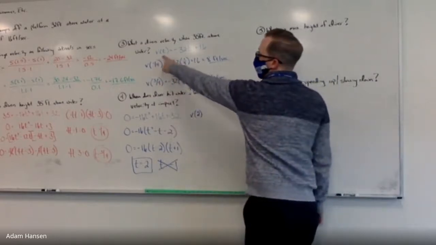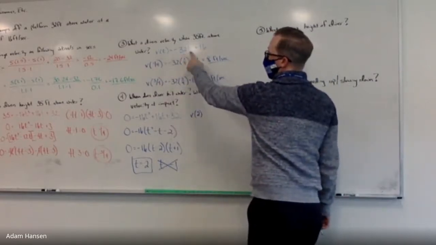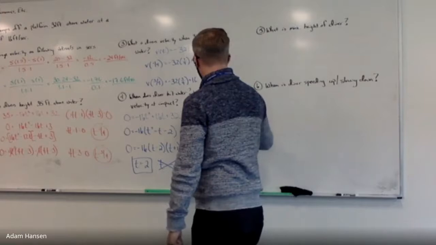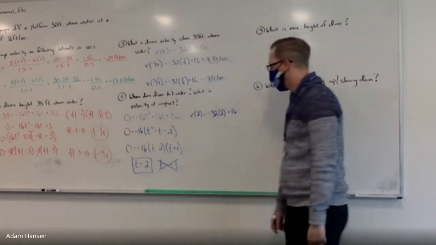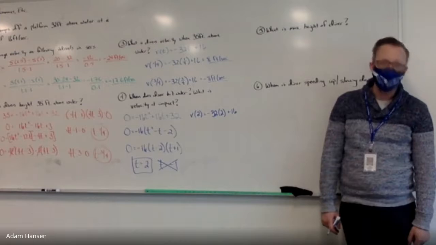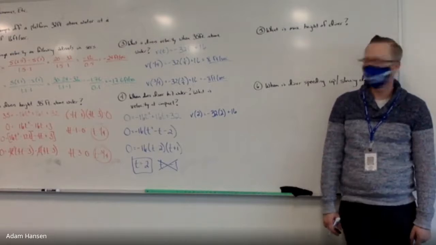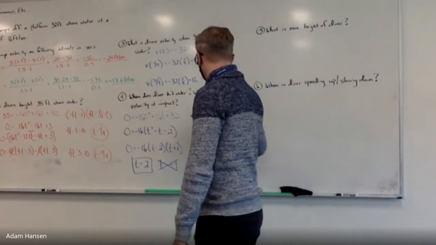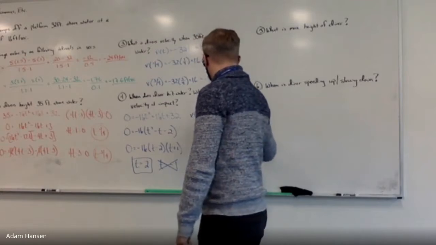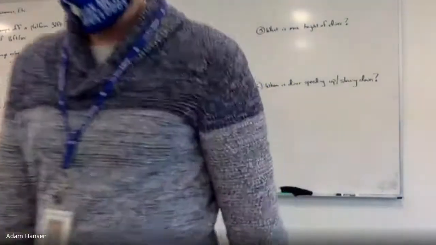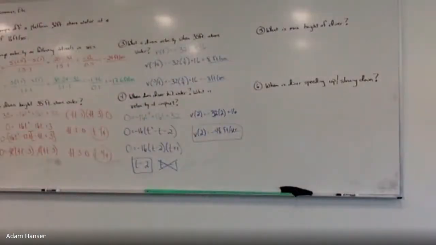Our velocity function was given here. Negative 32 times 2 plus 16. Let's see, that's negative 64 and 16. That's negative 48 feet per second. Two seconds after the diver jumps off the platform, he hits the water with a speed of negative 48 feet per second.